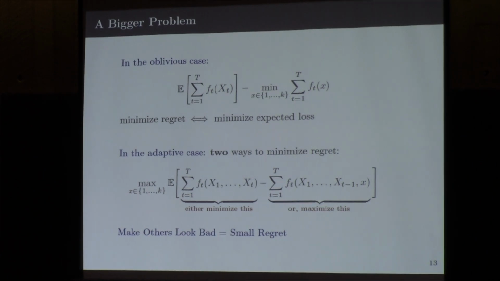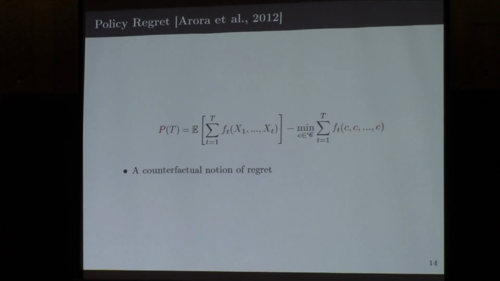And so what we really need is a notion of regret that takes into account this counterfactual nature of the learning problem here. What we introduced many years ago now is this notion of policy regret, where we compare the expected cumulative losses with the losses that would have been observed if an alternate strategy had been followed. And what we're going to focus on now is this policy regret in adaptive learning.